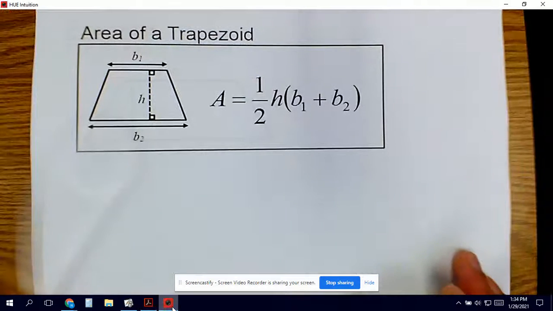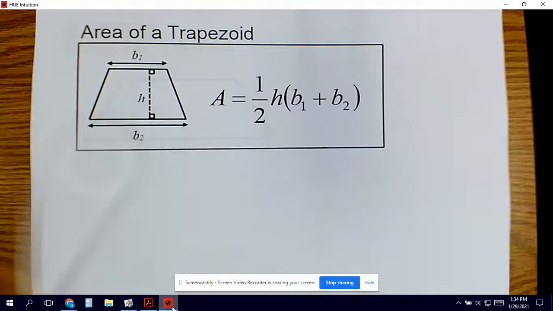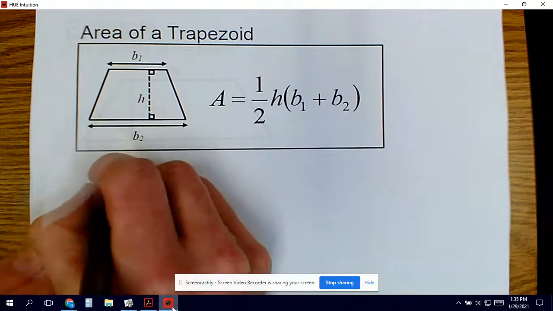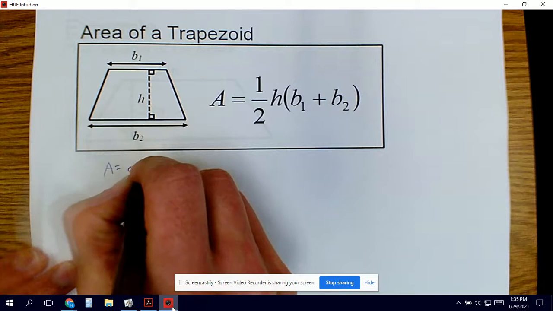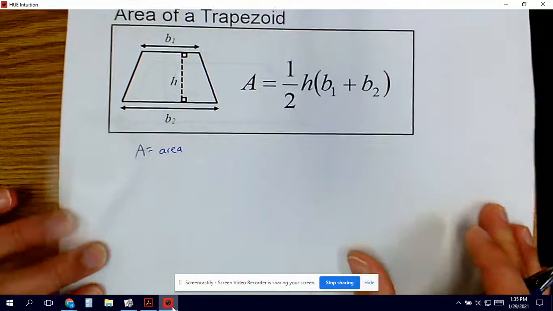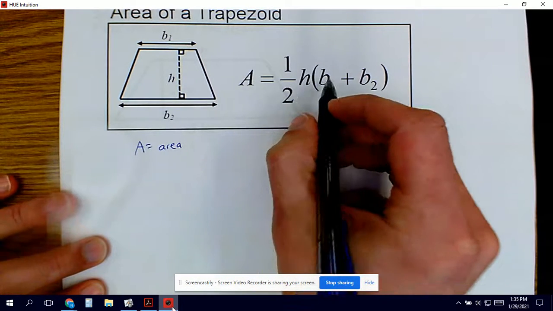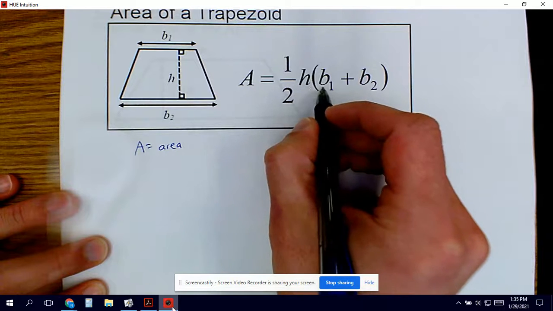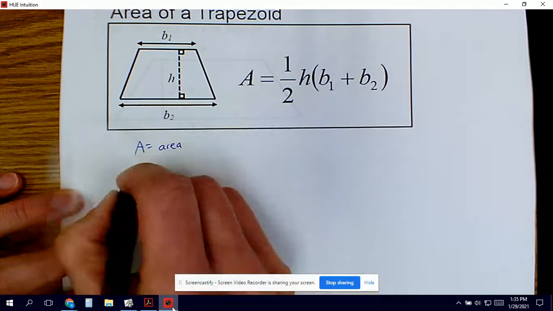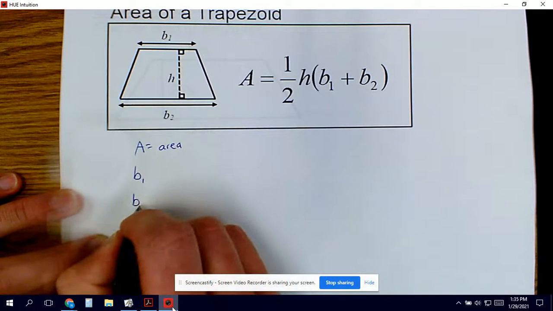Now, let's actually talk about this formula, because this is by far the most complex geometric formula we have for regular polygons in 6th grade. A, obviously, is the area of the trapezoid. Let's hop in and let's talk about B1 and B2 for a second.